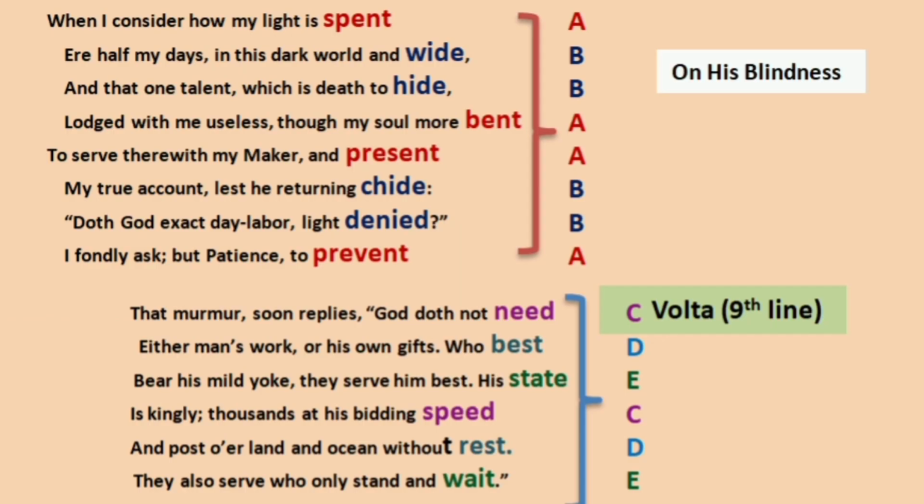This is the poem titled On His Blindness by John Milton. You need not understand the whole meaning of the poem. Let's just go through it to understand the form of the sonnet. The sonnet has an octave and a sestet and the rhyme scheme ABBA, ABBA and CDE, CDE, which makes it perfectly a Petrarchan sonnet.